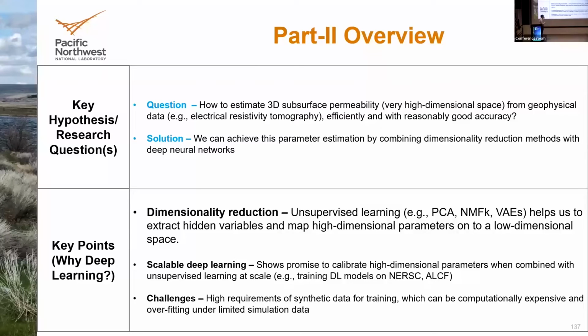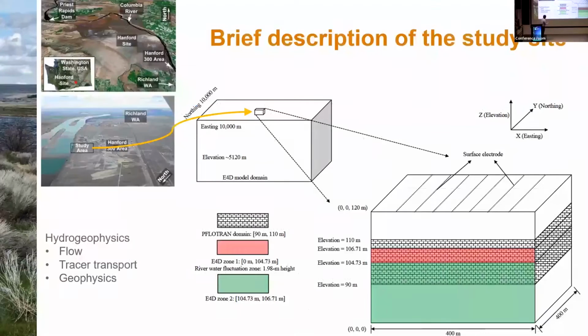We want to reduce this high dimensional parameter space into a low dimensional parameter space using dimensionality reduction. Here we'll show a PCA analysis, and the same can be done with advanced methods such as variational autoencoders, which allow us to extract hidden variables and then combine deep learning and supercomputing resources. So this is our model domain.